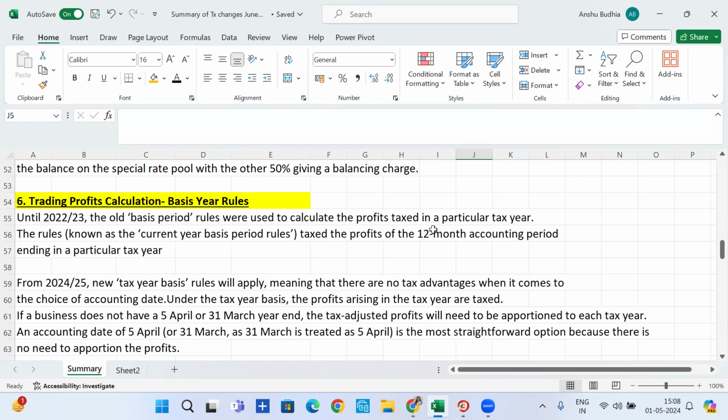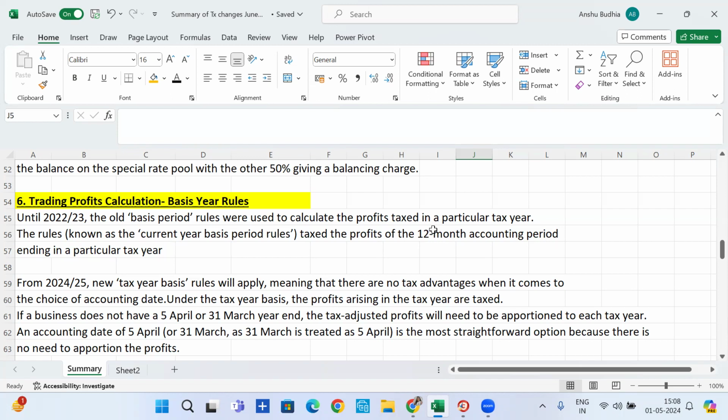So there would always be differences between the accounting date and the tax year dates, and we would have the concept of overlap profits and so on. Now there is no need for the same because that concept has been removed from tax. So what is the new concept? The new concept is much easier. In fact, it's a very welcome change because it is going to make the life of all much easier.